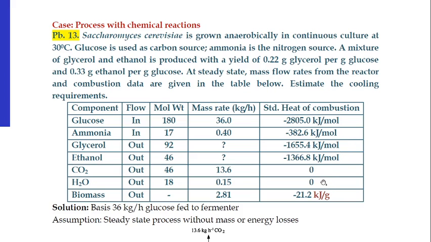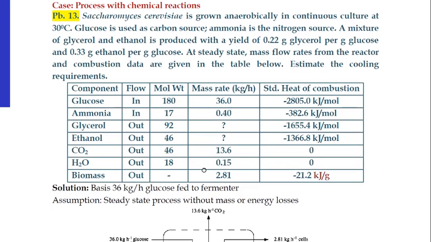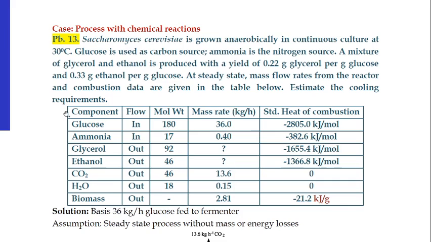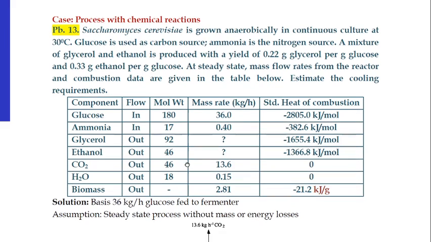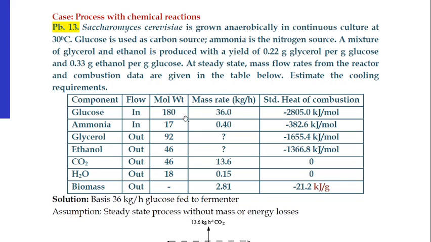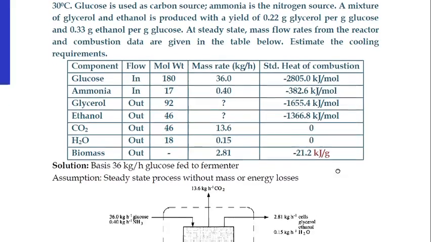Carbon dioxide and water are the products of combustion, so obviously they do not have a standard heat of combustion. Okay, CO2 and H2O, the standard heat of combustion is 0 because they are already the products of combustion. The question is to estimate the cooling requirement. How much cooling load is required? The heat is being generated because of the heat of combustion, that is the heat of reaction, right? Because of the heat of reaction involved here, an exothermic reaction, heat is being released, and that heat needs to be taken out, otherwise the cells will die. So a cooling requirement exists, and you need to remove it.